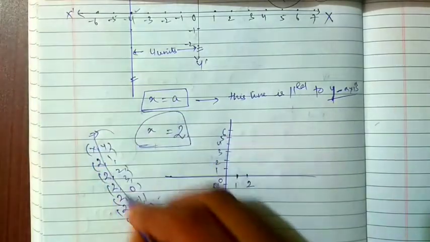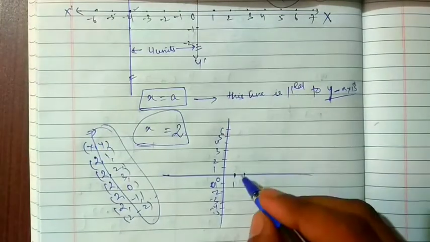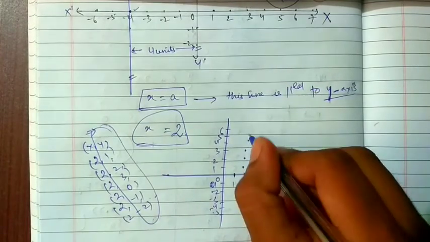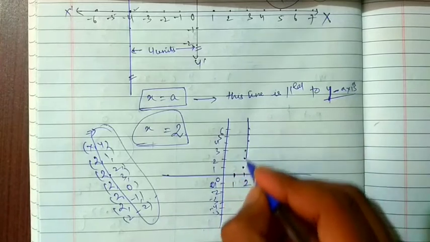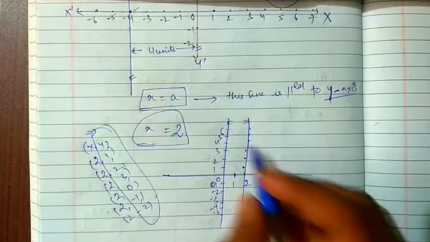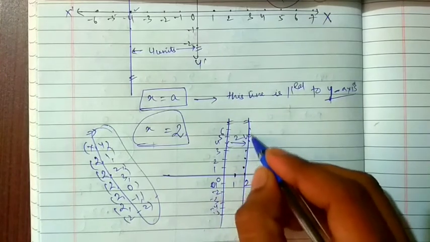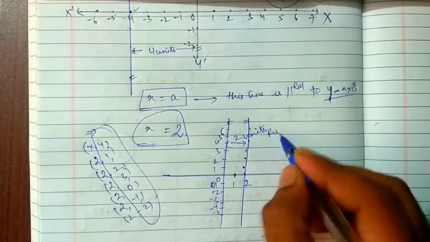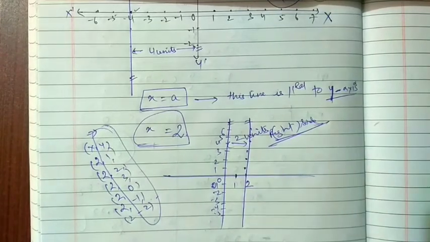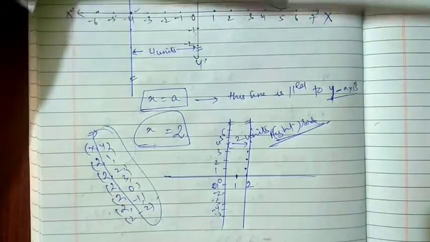Then you see that y can change every time. So this is y is 1, y is 2, y is 3, y is 4, y is 5, y is 6. But x remains constant. So this will be the line which is parallel to the y-axis and at a distance of 2 units on the right side. Is it clear? I hope it would have been clear to you.